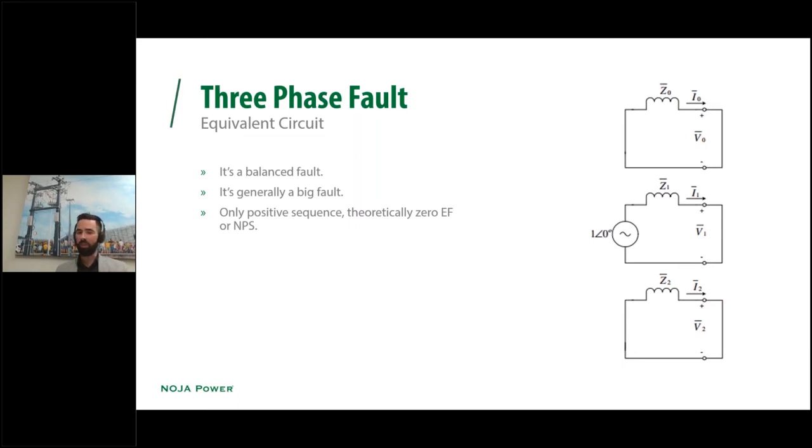It's interesting that despite all of its size, in theory, you're probably not going to get any negative phase sequence or zero sequence in this fault. It's going to be all positive, and there's going to be a lot of it. So for this application, earth fault and NPS probably won't see it.